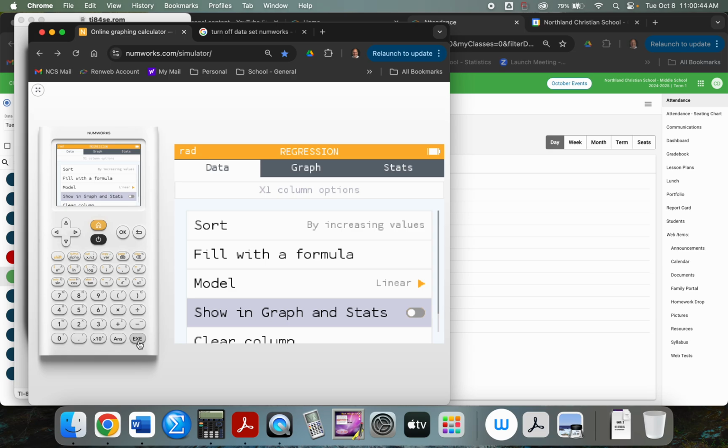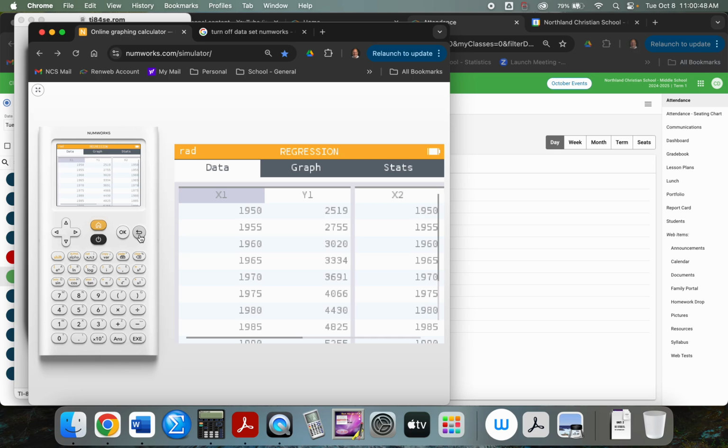Could you do it again? I moved up to X1. I don't want to see these numbers on my graph anymore. I don't want to see two different graphs.